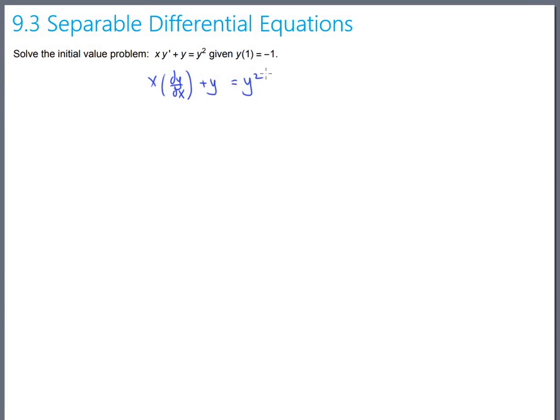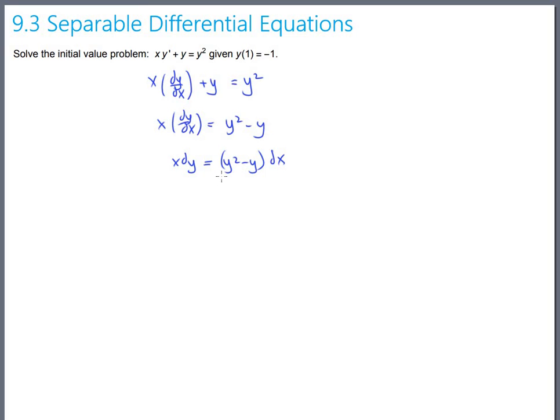It's not immediately obvious to me how to separate this, but I'm just going to start doing a little bit of algebra and see what happens. I'm going to move the y to the other side. Okay, I think I can see it now. Also multiply both sides by dx. Notice this is not separated yet. I still have x and dy on the same side and y and dx, but we're getting there.